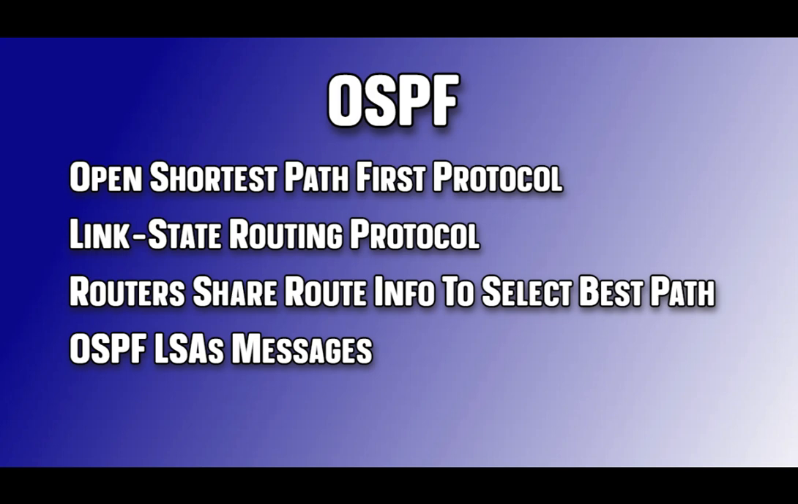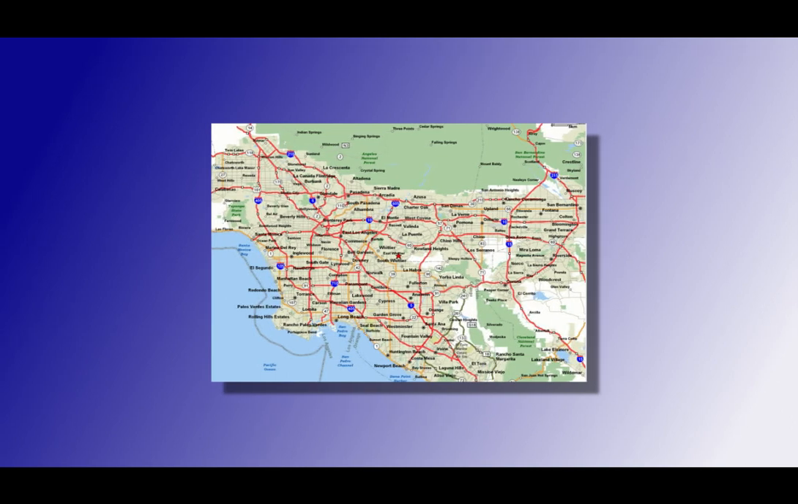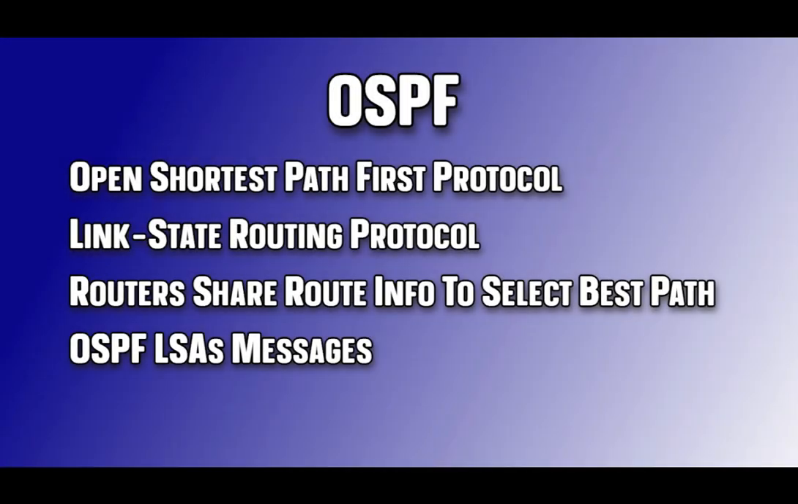OSPF stands for Open Shortest Path First, and it's a link state routing protocol that's used to help routers talk to each other and figure out the best way to send data from one place to another. OSPF sends information about its directly connected links to all of the routers in the autonomous system. Think of it like a road map. When you're trying to get from one place to another, you want to find the shortest and most efficient route. In the same way, routers need to find the shortest and most efficient path for data to travel between networks.